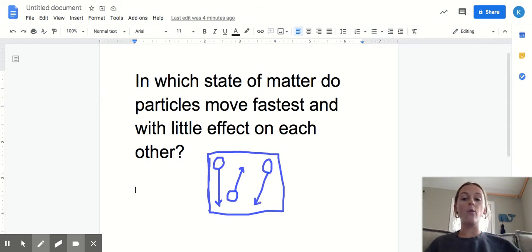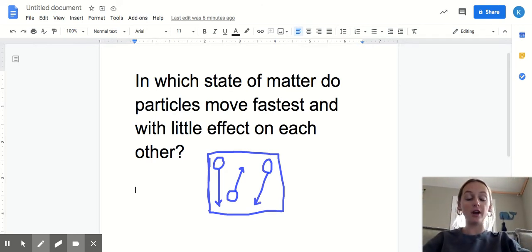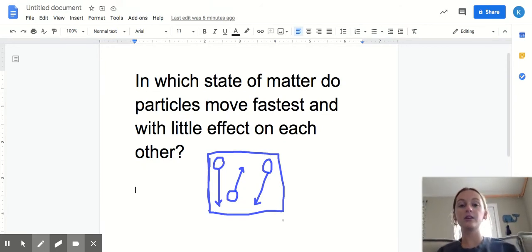I want us to think about why. Why, in the state of a gas, do the particles move the fastest and have little effect on each other? Because gases don't have a definite shape and size. They take up the space of the area that they're in. So if you think about water vapor, all the molecules are so spread out and they move really fast around each other.